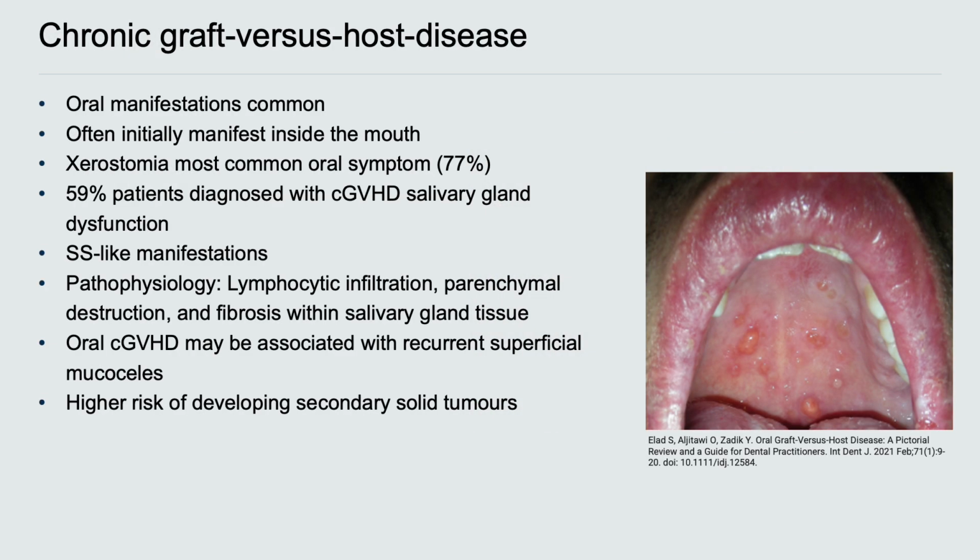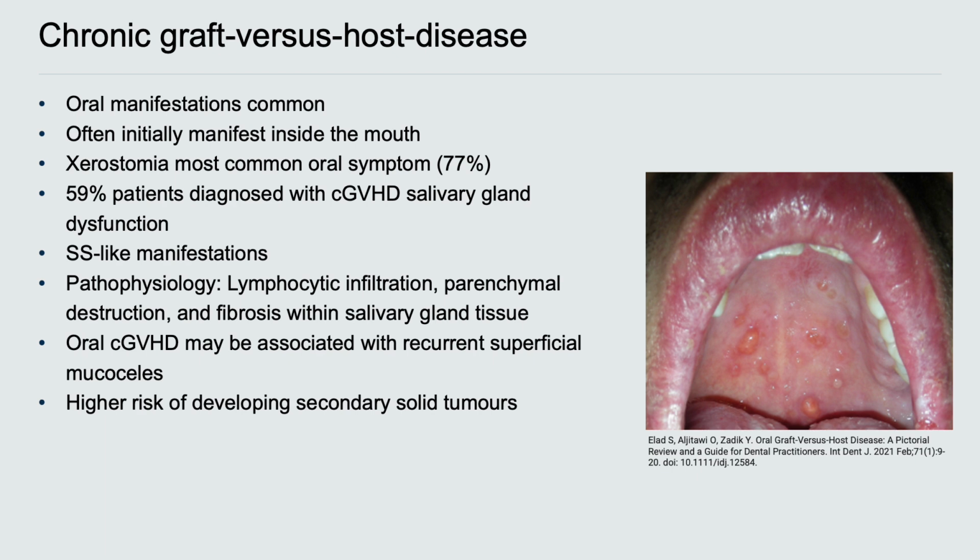Chronic GVHD, or graft-versus-host disease, is the most important complication in long-term survivors following allogeneic stem cell transplantation, with almost 50% of patients developing the disease. Oral manifestations are common and often the initial site of involvement. Xerostomia is the most common oral symptom, reported in 77% of patients, and 59% of patients diagnosed with chronic GVHD have salivary gland dysfunction, manifesting as a Sjogren's-like picture.